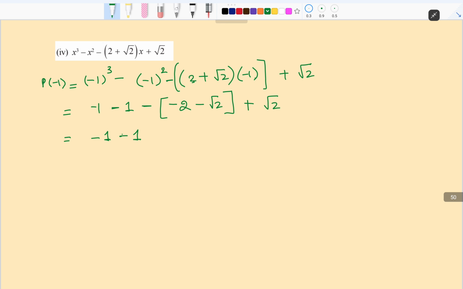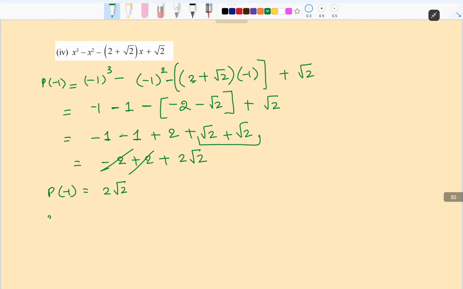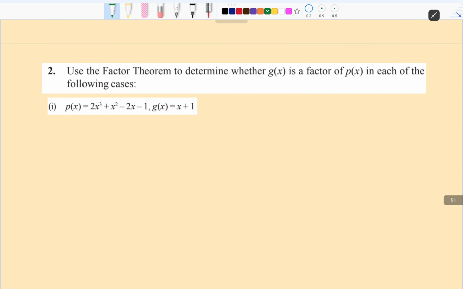minus 1. Now if I open the brackets, minus into minus is plus, so it's positive 2, positive root 2. This is minus 2 plus 2 plus 2 root 2. Root 2 plus root 2 will be 2 root 2. This cancels out. So P of minus 1 is equal to 2 root 2. Since P of minus 1 is not equal to 0, therefore x plus 1 is not a factor. Clear? Now let's come to the second question.